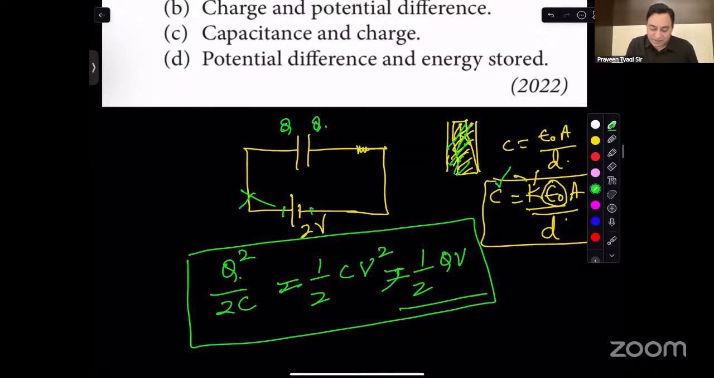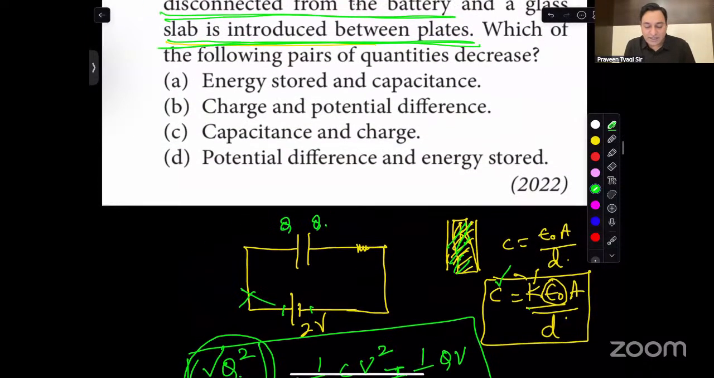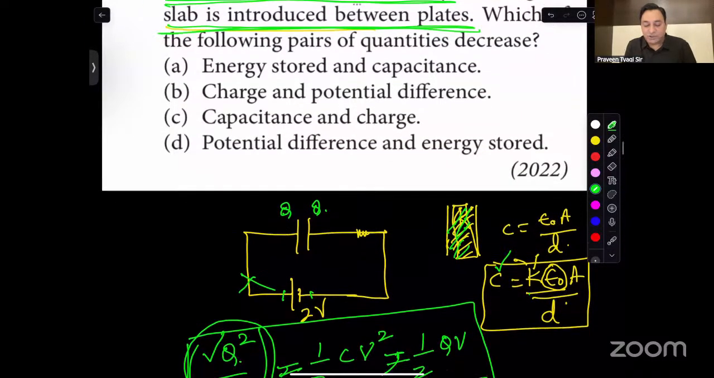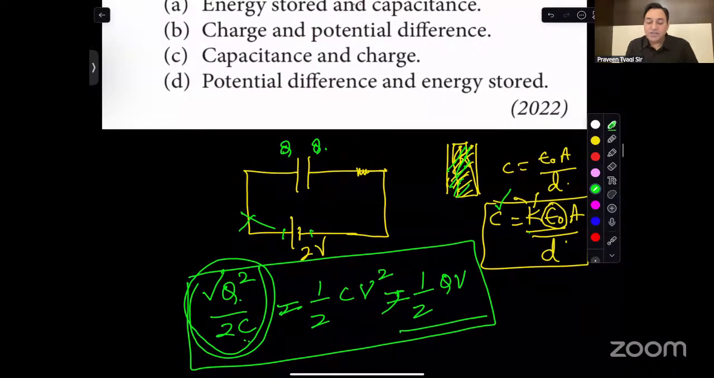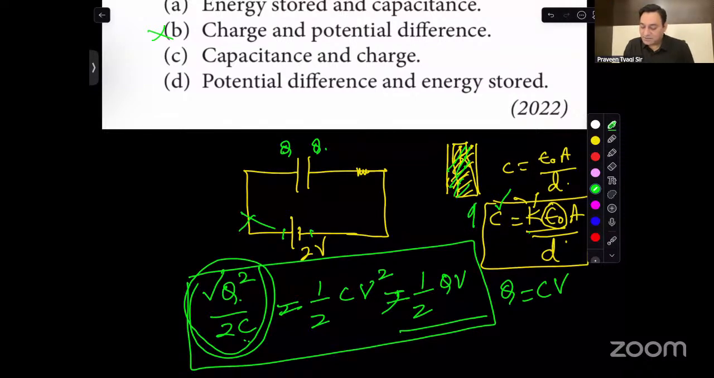If capacitance increases, the energy will decrease. You can see Q remains the same if I use this formula. So we cannot say energy stored and capacitance both increase. No. Charge and potential difference: charge doesn't change at all because the battery has been disconnected. This is also wrong. Capacitance and charge: Q is equal to CV. C has increased because of the dielectric K. Therefore, Q also increased. So C is the correct answer, and all others are wrong.